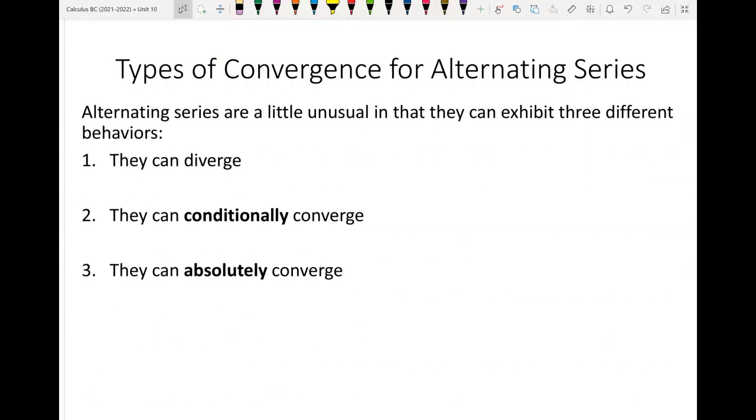So those are the different types. Alternating series are a little unusual in that they exhibit three different behaviors. They can diverge, they can converge, they can conditionally converge, or they can absolutely converge. Okay?